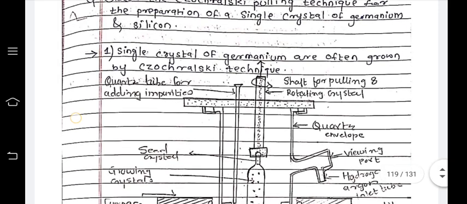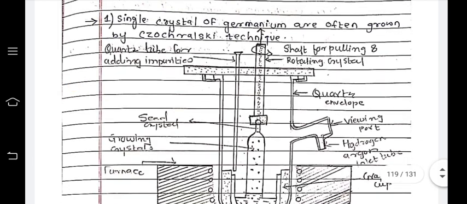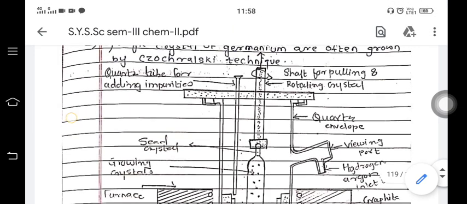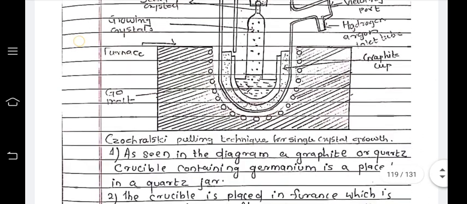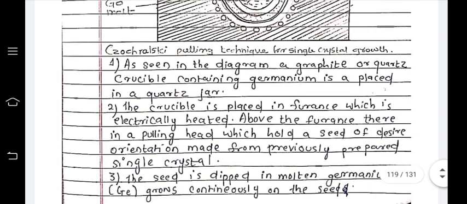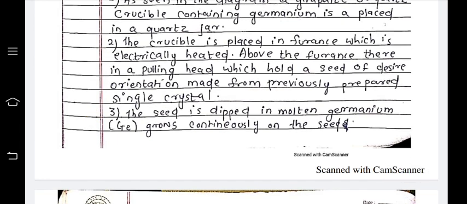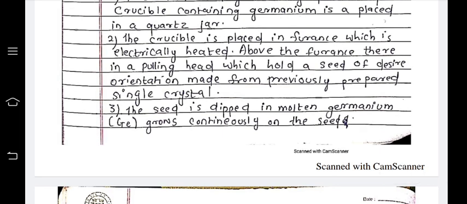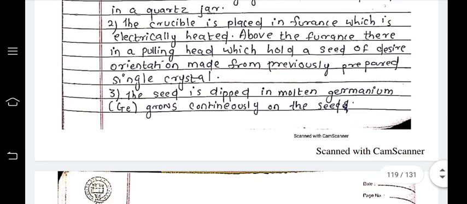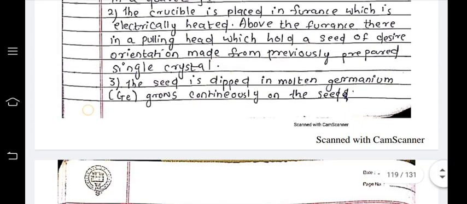Single crystals of germanium are often grown by the Czochralski technique. As seen in the diagram, a graphite or a quartz crucible containing the germanium is placed in the quartz jar. The crucible is placed in the furnace, which is electrically heated. Above the furnace there is a pulling head which holds a seed of the desired orientation made from a previously prepared single crystal.